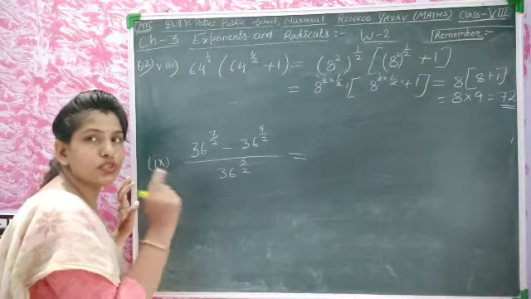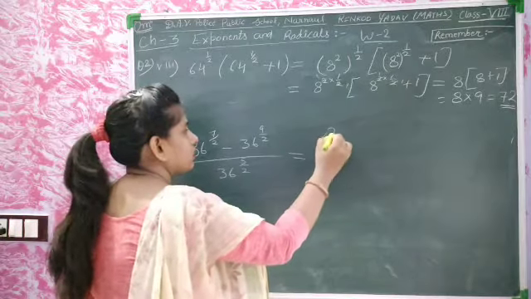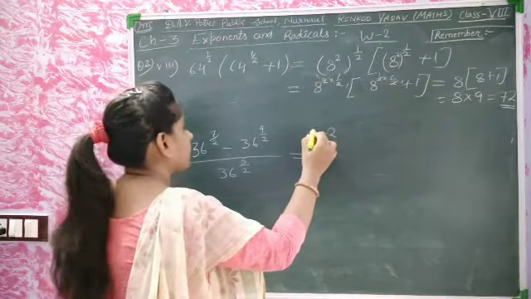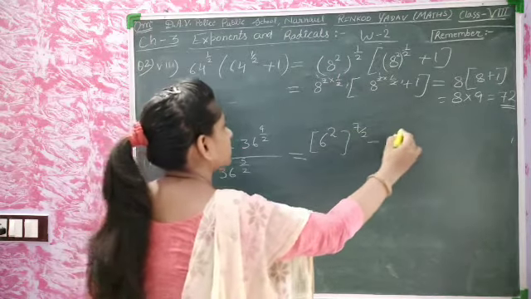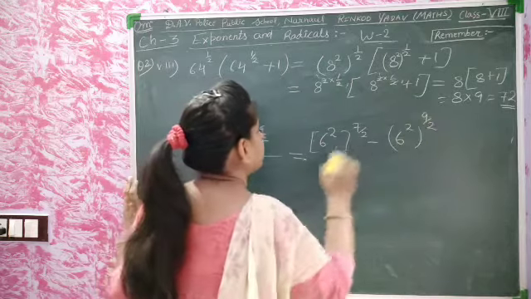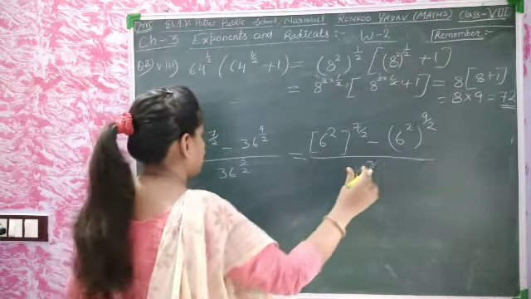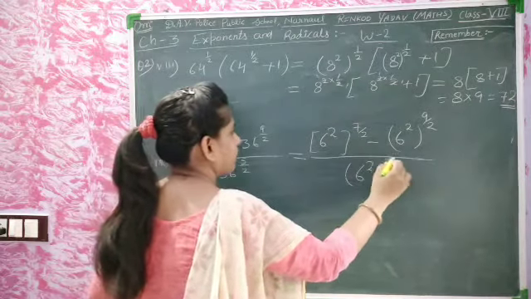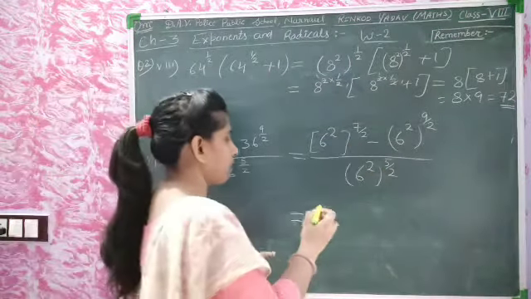Yes, whose square is 36? 6 squared is 36. It means 6 to the power 2, and to the power 7 by 2, minus 6 to the power 2 to the power 9 by 2. And the denominator is 6 raised to the power 2 and to the power 5 by 2. Now we will solve it. We will solve the numerator first.